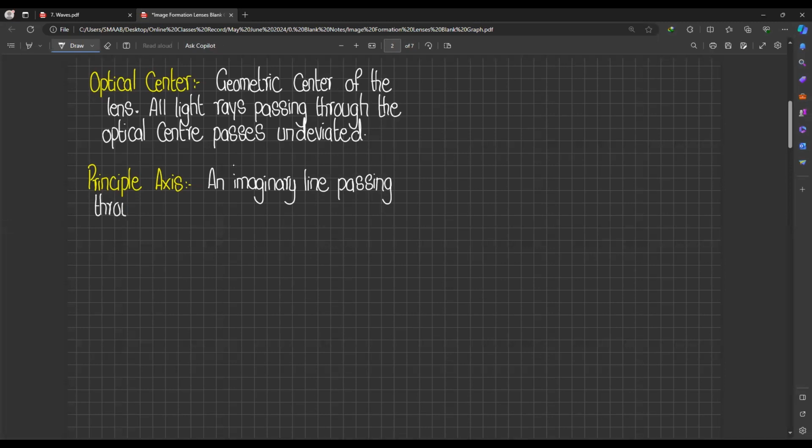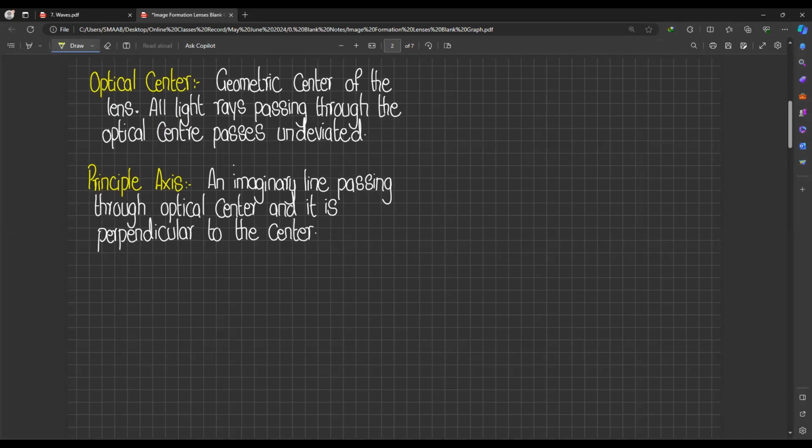So this principal axis is just an imaginary line passing through the optical center, and it is perpendicular to the lens.